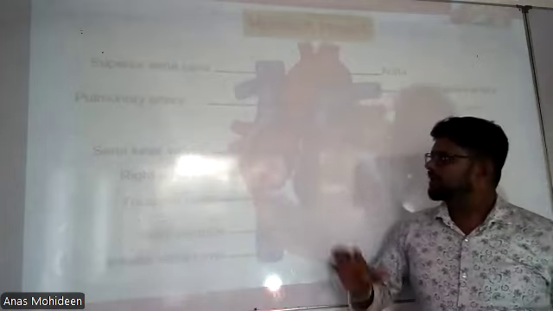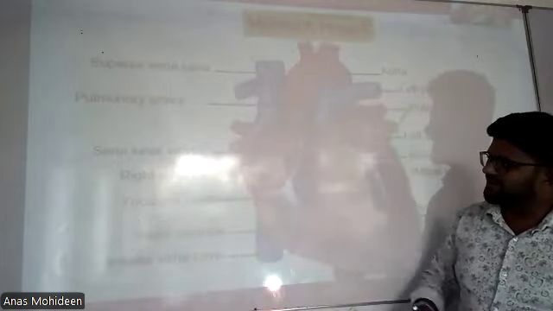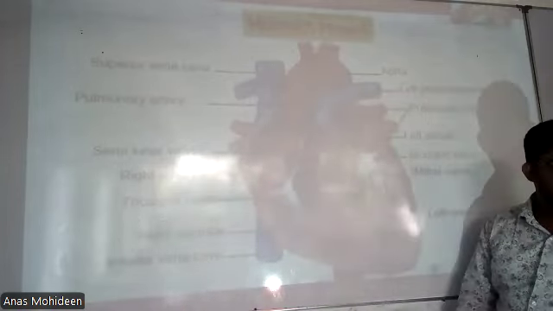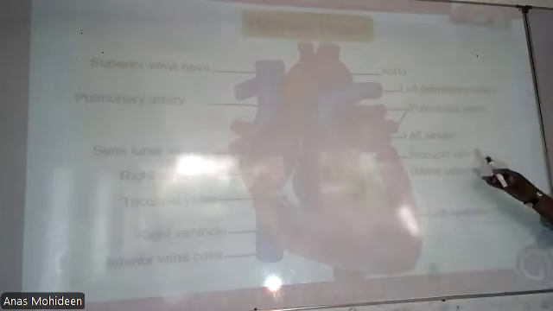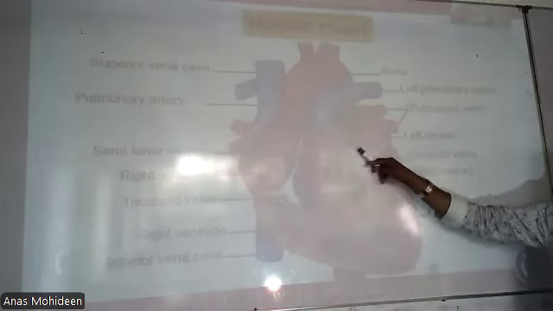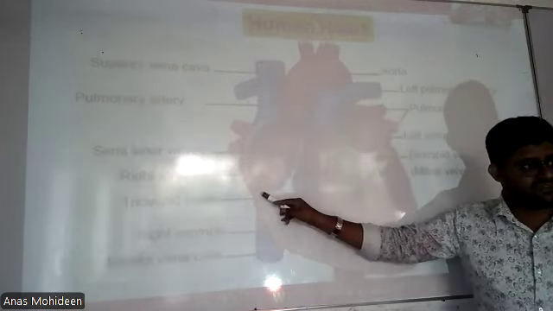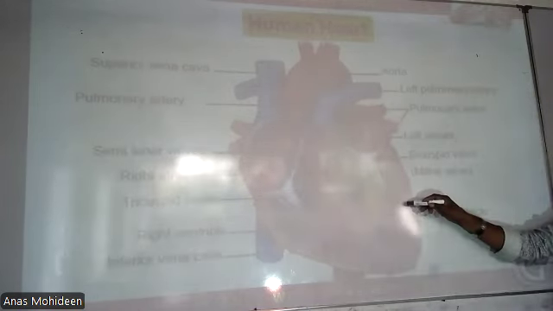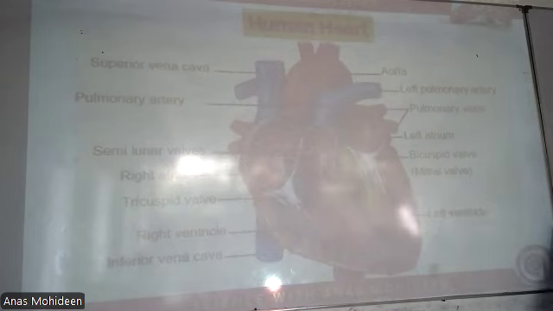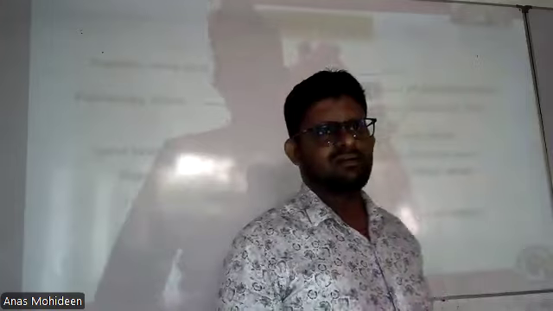Okay. So the right side upper chamber we name the right atrium. The left side upper chamber we name the left atrium. The right side lower chamber, we name the right ventricle. The left side lower chamber, we name the left ventricle. So accordingly, two atria and two ventricles are there. Right? Now you see here, these are connected with blood vessels.